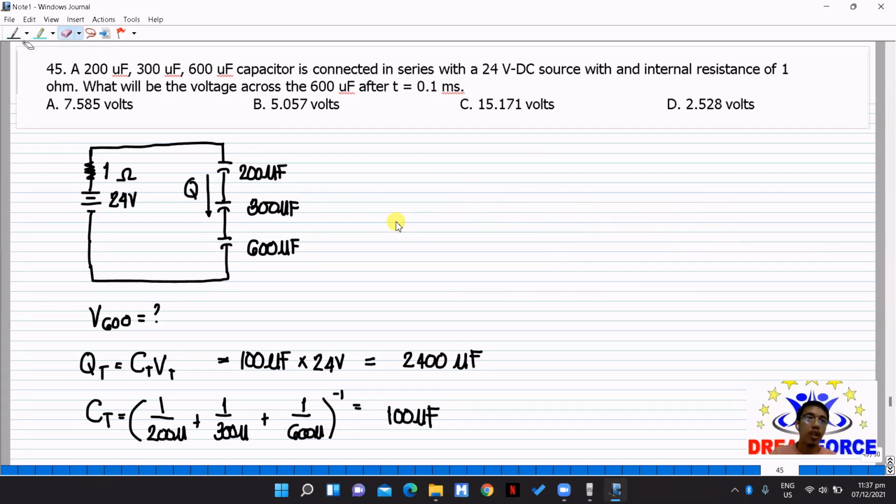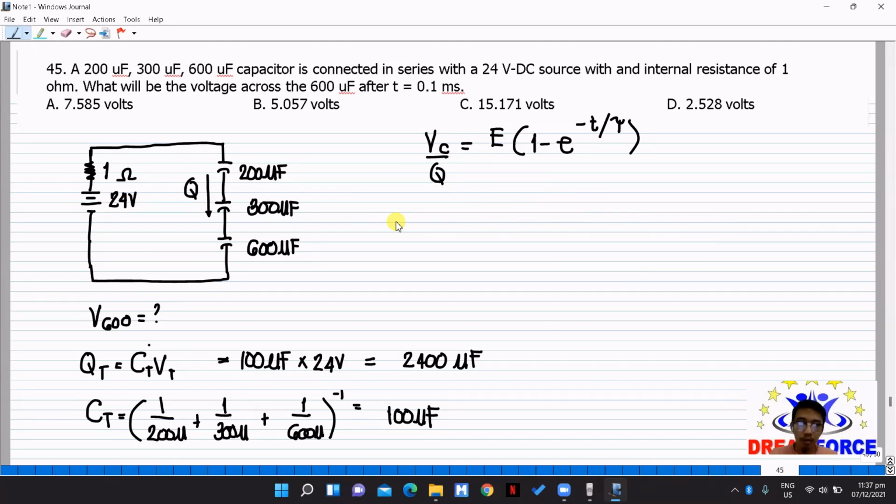Since meron na tayong Q, gamitin na lang natin yung formula ng voltage ng capacitor. Voltage ng capacitor is E times 1 minus E raised to negative t over tau. Tama? Okay, pag dinivide natin both sides by Q, Q ba? Tama. Q is CV. V over Q.